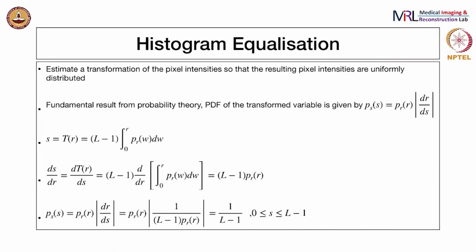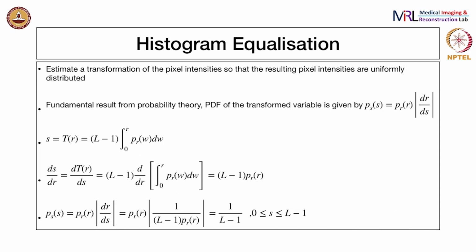Okay. So what we want to do is to estimate a transformation of the pixel intensities from the source image, so that the pixel intensities are uniformly distributed in the finally synthesized image, right?